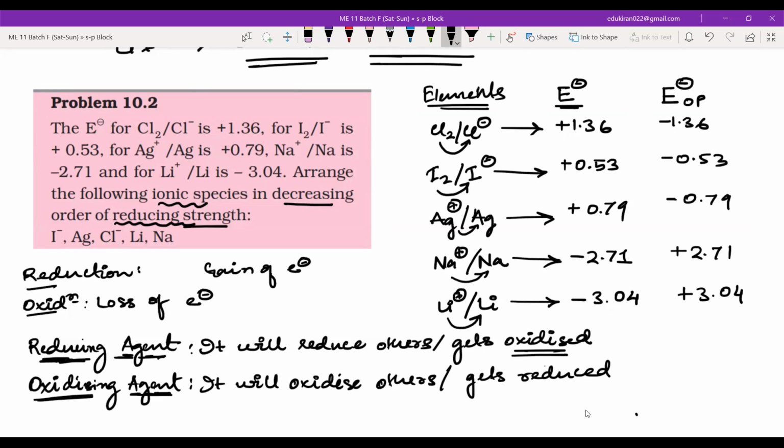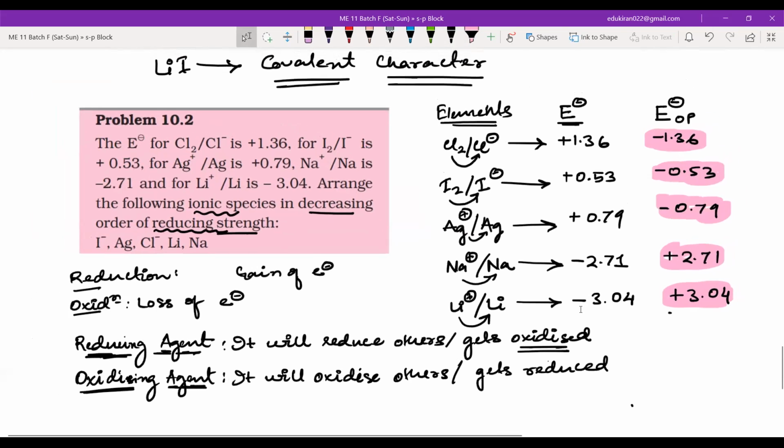Okay, so these are the oxidizing power, and you can confidently see that lithium has the most oxidizing power, followed by sodium, and then followed by iodine, followed by what's next? Ag, right? And then at last Cl. Yes or no? At last we have Cl.